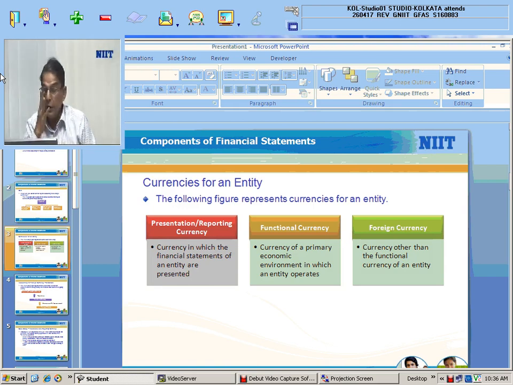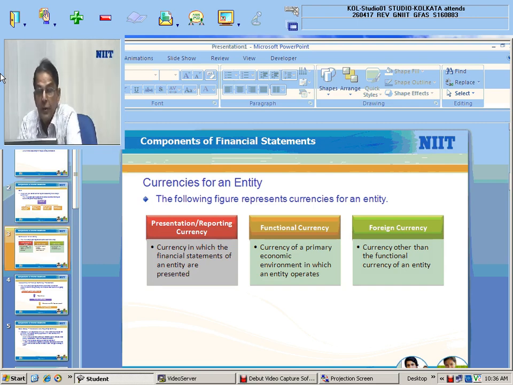The subsidiary can still make the US dollar its reporting currency, but the functional currency, that is the currency of the environment in which the subsidiary operates, is the Indian rupee. Third is foreign currency: a currency other than the functional currency of an entity. So if the Indian subsidiary of the US company is doing some transactions in euro, that will be a foreign currency.